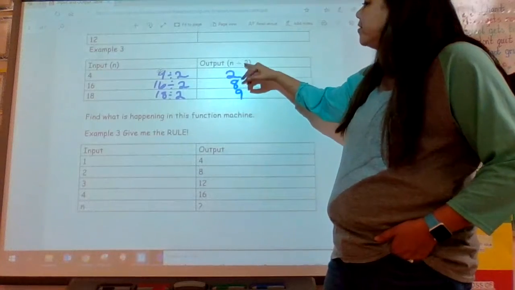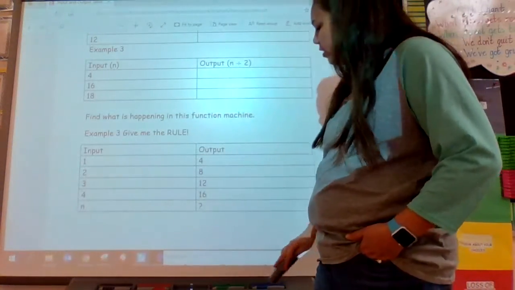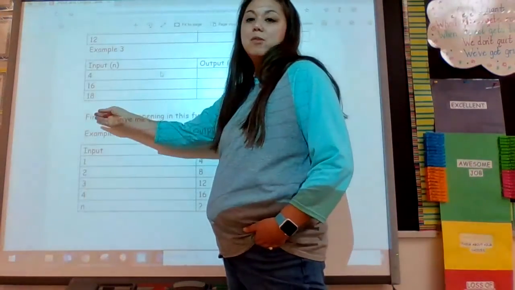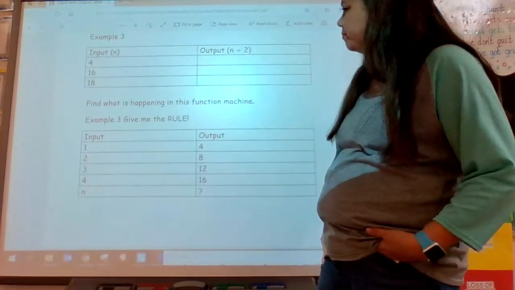Notice that if I'm dividing, the numbers we're going to spit out are going to be smaller. And notice that there's nothing really set in stone. Like n, they can put any number in for n. We're just going to have to figure out what's happening.